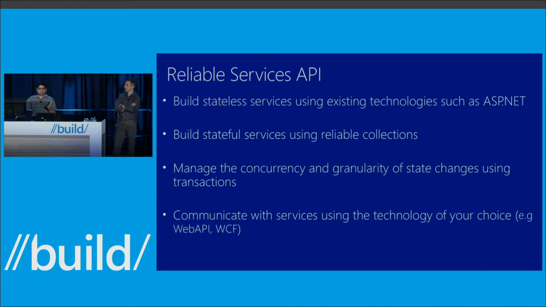For the reliable services API, you can use WCF, you can use Web API, or you can use what we call a service proxy, just like actor proxy. Or any other protocols you may have. You can use raw socket, TCP, FTP, whatever you prefer. So it provides more flexibility in terms of communication, right?